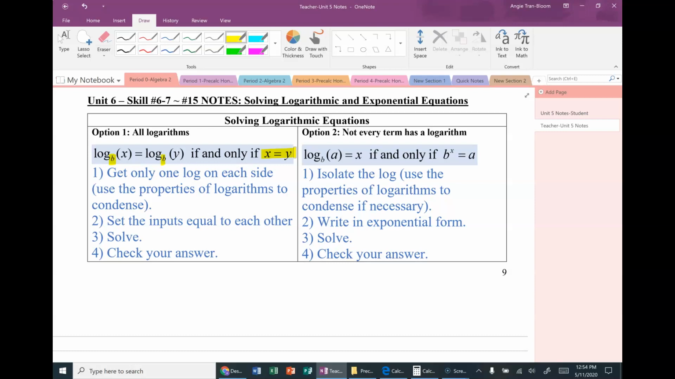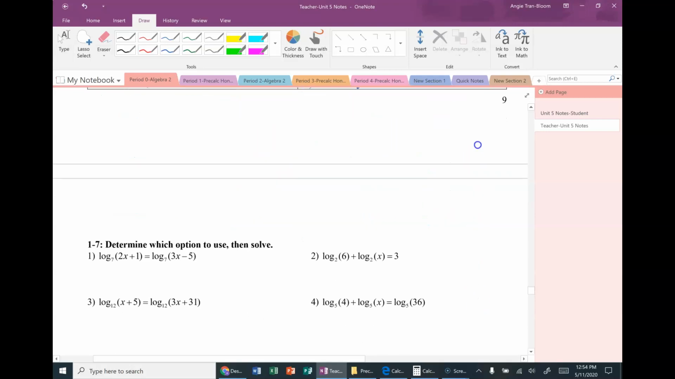Number two, if there's only a log on one side, then you rewrite it as an exponential. Isolate the log. Use the properties of logarithms to condense if necessary. Write in exponential form, solve, and then check your answer as always.